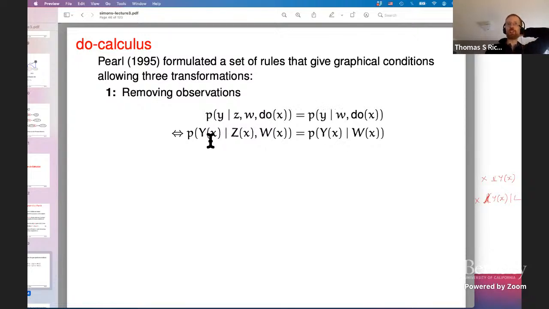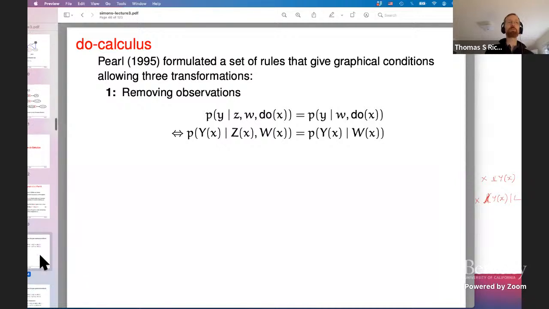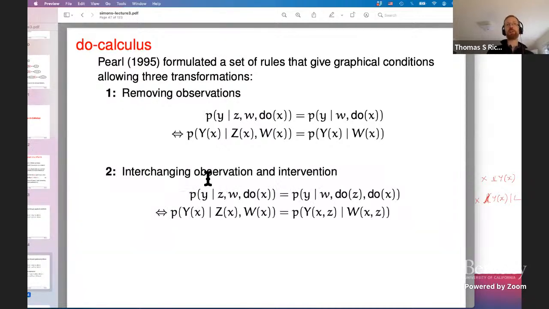And here, this is just helpful practice to translate this into potential outcomes. This is what that statement looks like in terms of potential outcomes. So we do x, so everything is labeled with x, and then we're just saying when can I drop the random variable z there. The second one was about when could I interchange observation and intervention. So here we go from this to this.